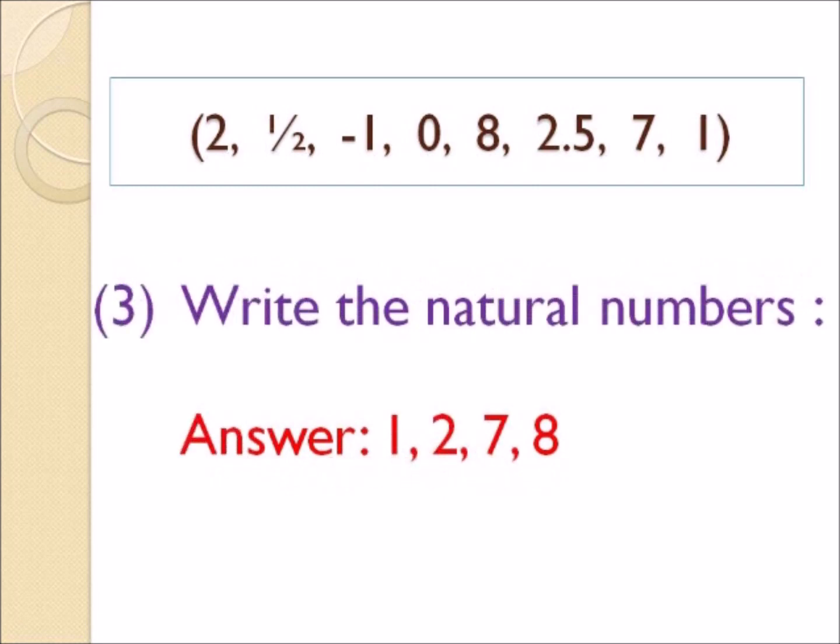Natural numbers. Natural numbers are counting numbers. So 1, no 0. 1, 2, 7, 8. If you put 0, it's wrong. 1, 2, 7, 8. Those are your natural numbers from that set. Not 0. Okay, number 4.